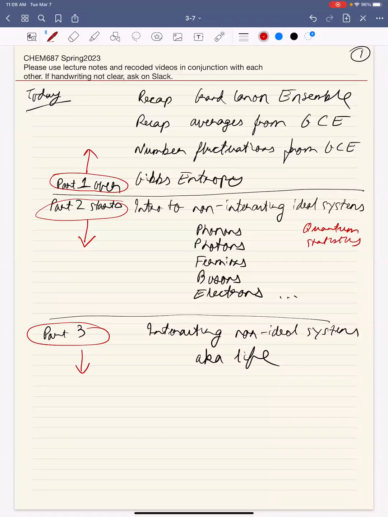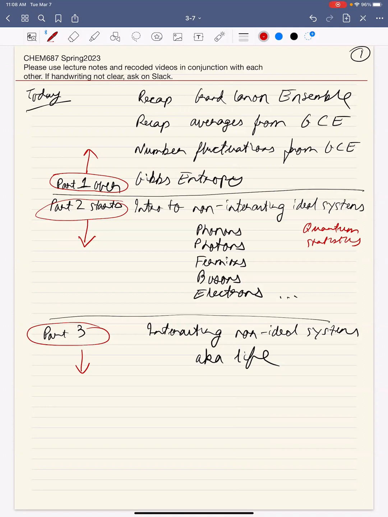Once we finish that, we will move to part 3 of the course, which is really non-ideal systems, which are also interacting with each other. That becomes very hard, but that is life, right? None of you are ideal gases. Maybe you think you are, but you're not. You're not a point particle. If you collide into someone, it's most likely not elastic. And you all interact with each other.